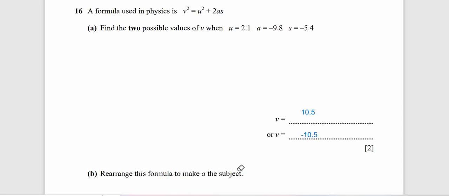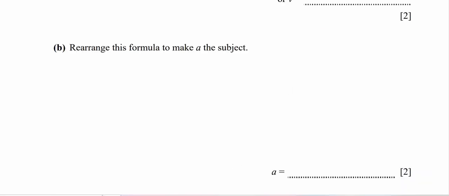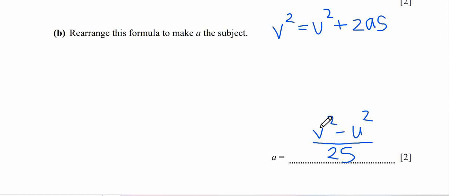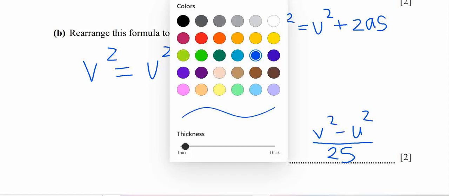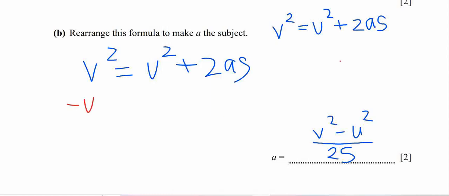Let's reveal the answer. Here's our answer: a is v squared minus u squared over 2s. To separate the a, we need to isolate the a. So we have to get rid of the u squared. We subtract u squared here, so this will be cancelled out. And now v squared minus u squared equals 2as.